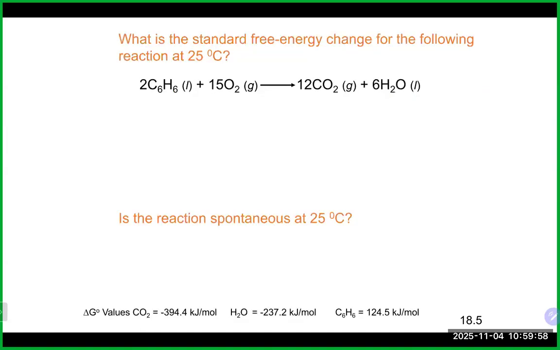So why don't we try that there? There's some values on the bottom that might be helpful. What is the standard free energy?